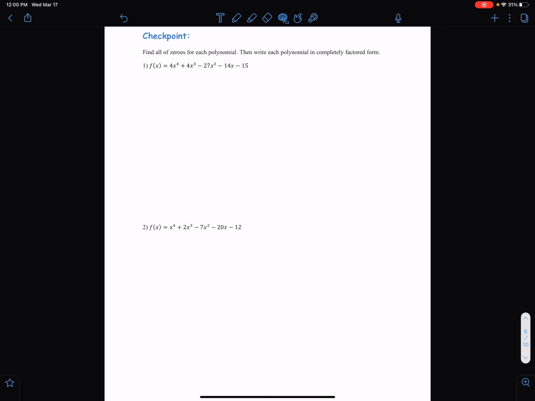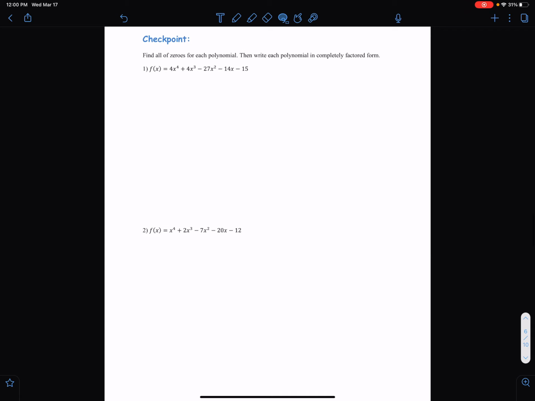The next page, I think, is the last page before the success criteria, which is just the checkpoint. So I want you guys to take your time on this. Find all the zeros for each polynomial, and make sure it's in completely factored form also when you're done. So zeros and completely factored form. And pause the video and play it once you're done.